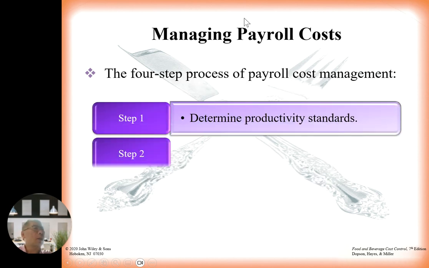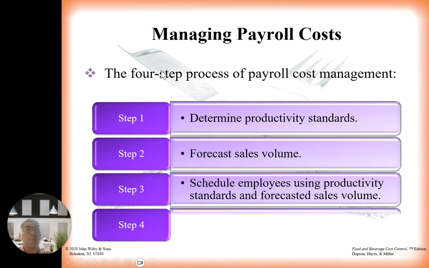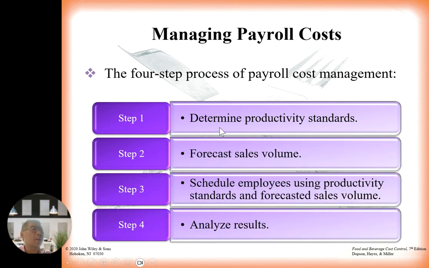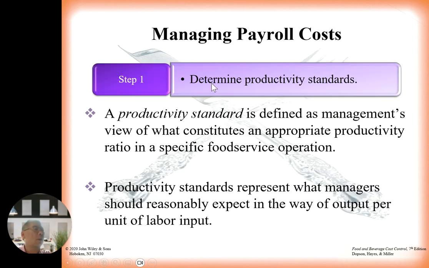So, what are the things in managing payroll cost? The first step in payroll cost management, number one, determine productivity standard. Number two, forecasting your sales volume. Number three, schedule your employees using productivity standard and forecast sales volume. Number four, analyze your result. In terms of step one, determining productivity standard is defined by management's view of what constitutes an appropriate productivity ratio in a specific food service operation. Productivity standard represents what managers should reasonably expect in the way of output per unit of labor.